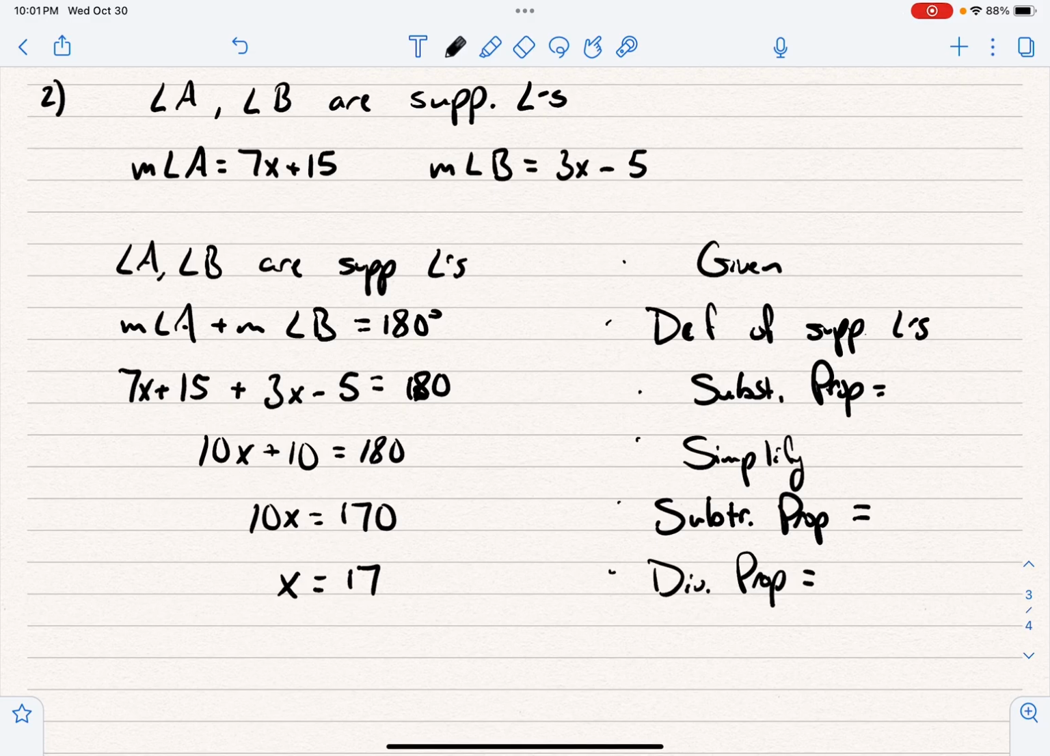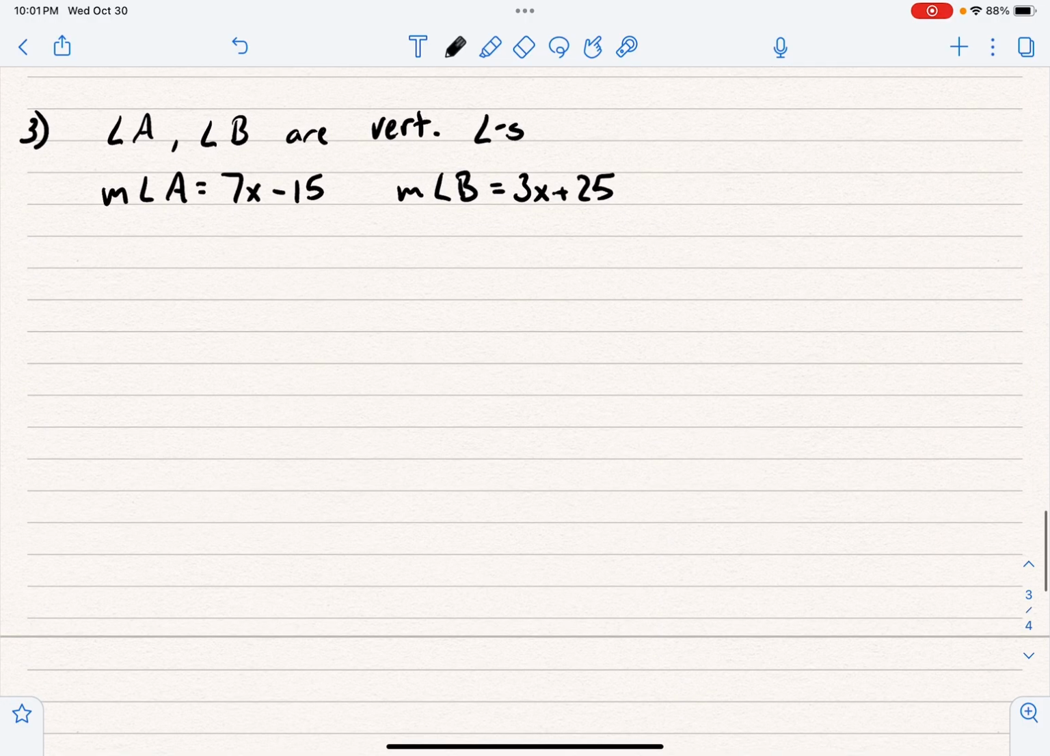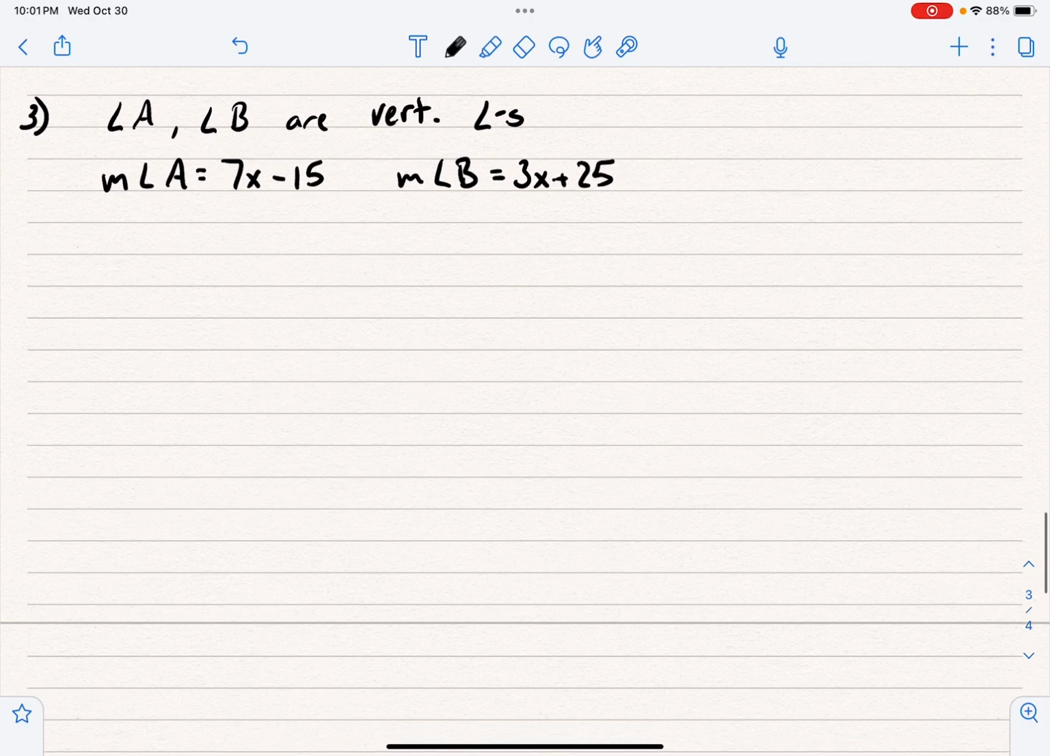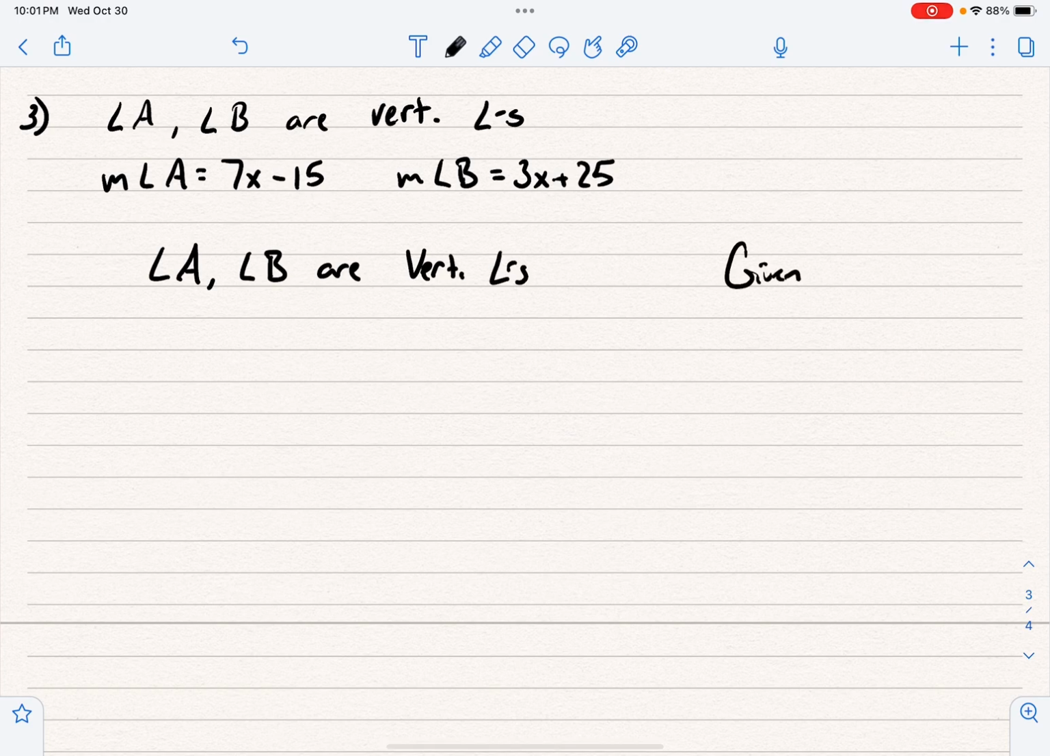All right, and lastly, the third problem. Again, just like the third problem on the homework, this is vertical angles. So the very first thing I'm going to do is I'm going to say, hey, angle A and angle B are vertical angles. That is given. Now this one was where it went a little bit different than the other ones. Angle A is congruent to angle B. And that's not the definition of vertical angles, but that's because we proved that vertical angles are congruent.